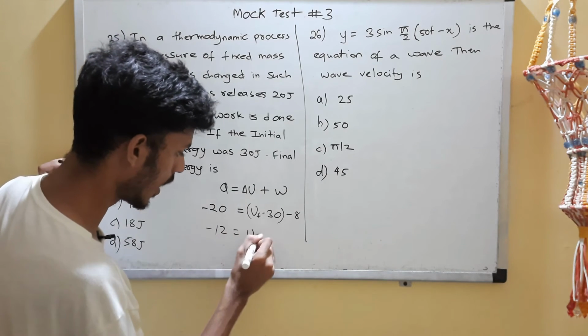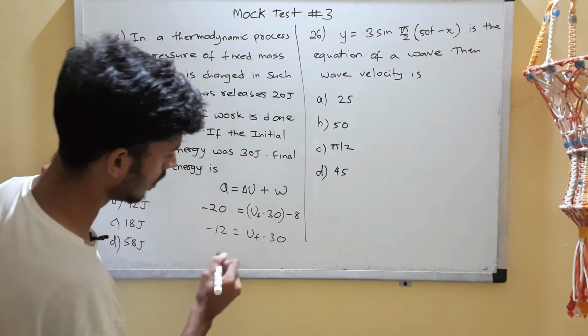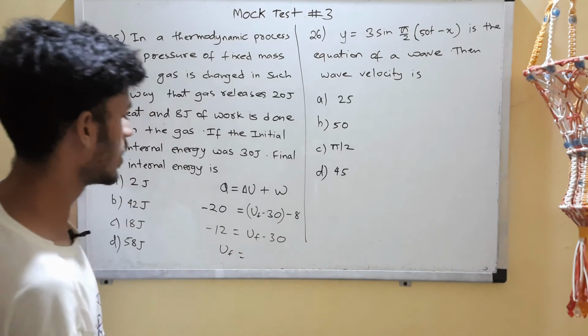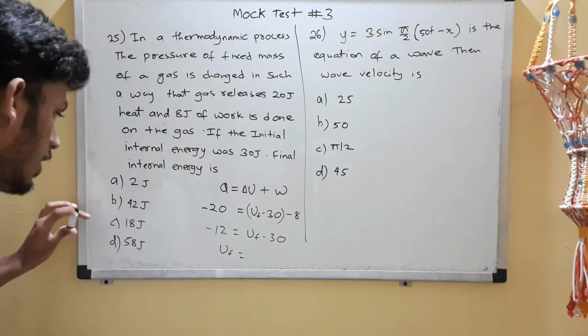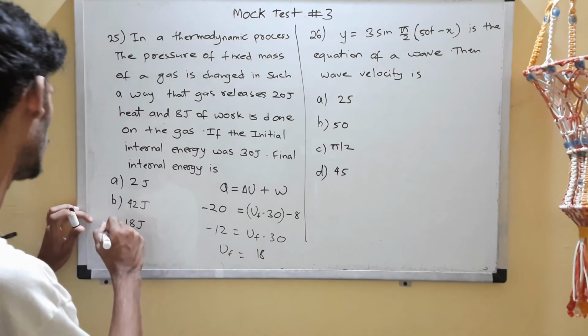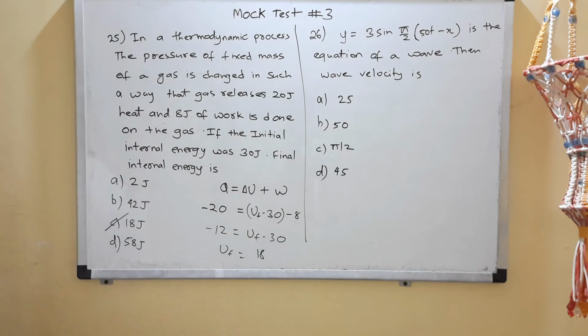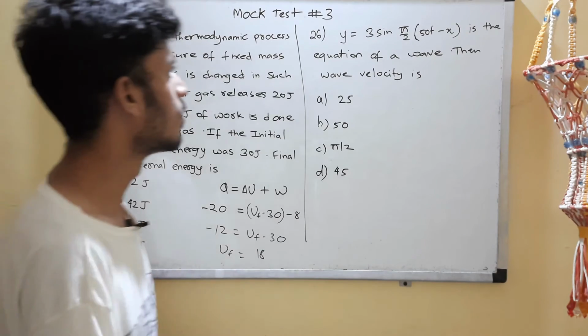Coming back, if we take this 8 over here, 8 minus 20 is minus 12, so U final minus 30 is minus 12. So U final will be 30 minus 12, that is 18 joules. So option C, 18 joules, is the correct choice over here. Yes. So let's come to this one.